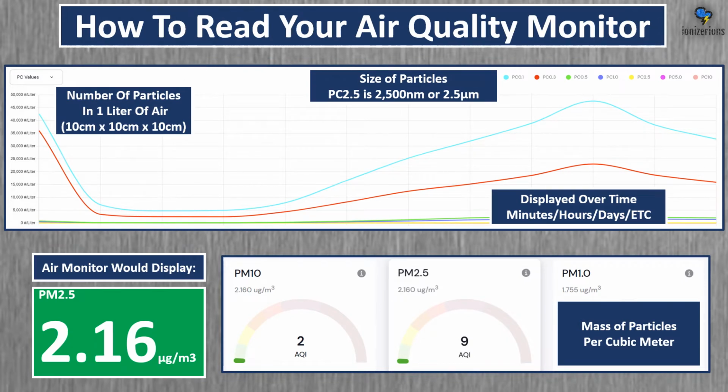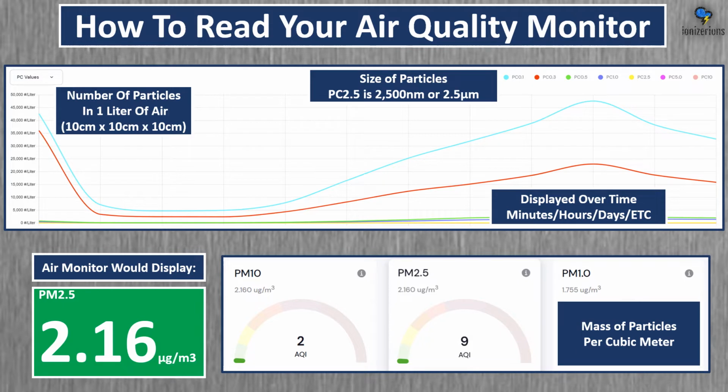These images come from a more advanced air monitor that tells you per particle size. So in the top image, we actually see the number of particles in 1 liter of air, and we can see it per particle size. And then the graph is displayed over time. Now in the bottom right image, we can see the mass of particles per cubic meter. For some reason, this is how particles are usually measured. Mass of particles per cubic meter.